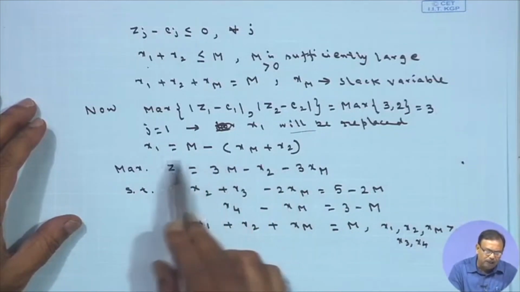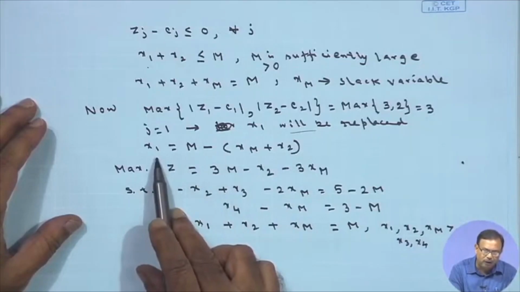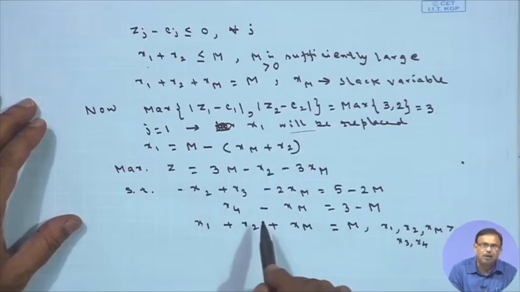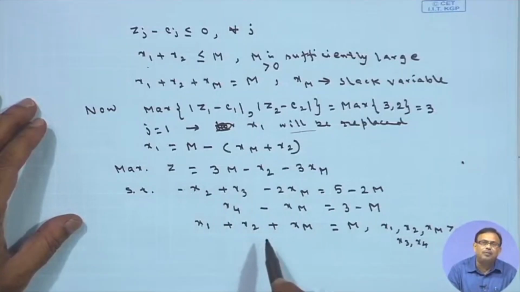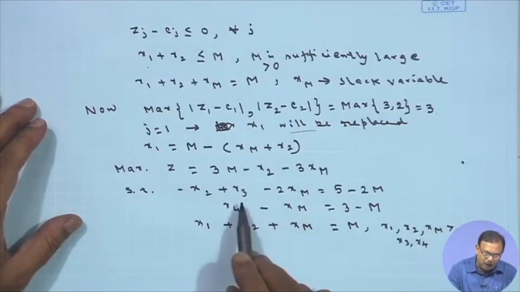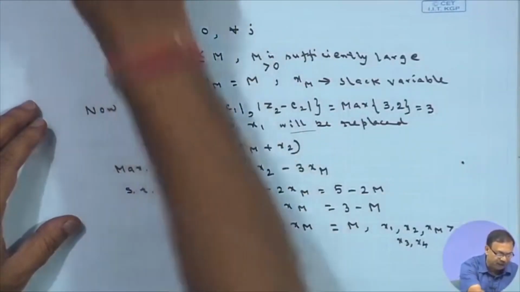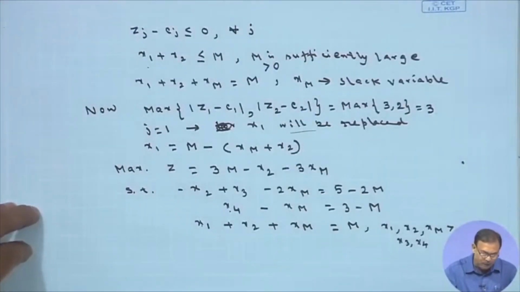Then by substituting the value of x 1 in the original problem, I am reformulating the problem like this. Again I have to create the initial basic feasible table. For that, in the basis I will have x 3, x 4 and x m as the basic vectors in my table. So, from here let us formulate the table.